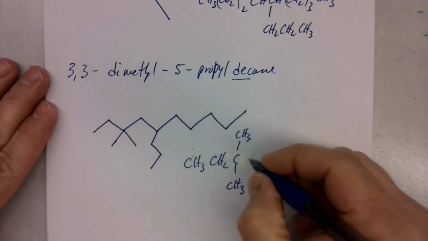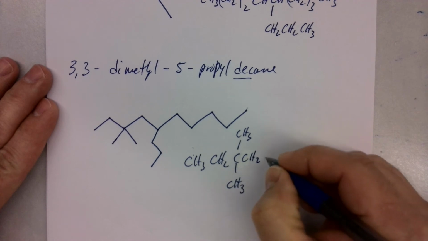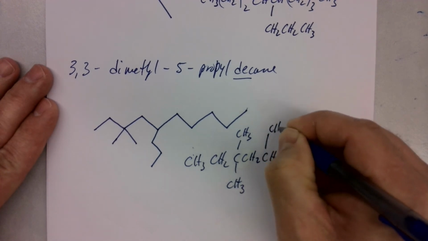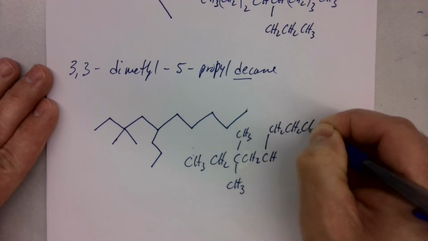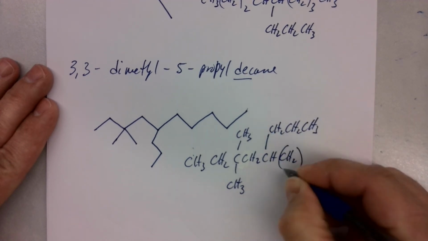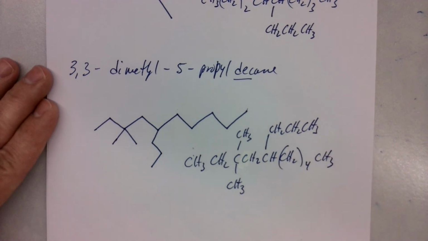Okay, so I got that. Then CH2, CH, and then branching off that CH is CH2, CH2, CH3. And then CH2 taken 4 times, and CH3. Does that work? Just like that.